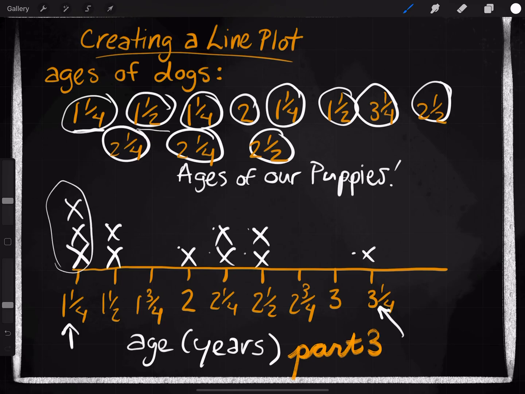How much older is the oldest dog than the youngest dog? And we can go on the number line. Okay, this is 1 year. And then 1/4. Oh, actually, 2 years. So 2 years older.